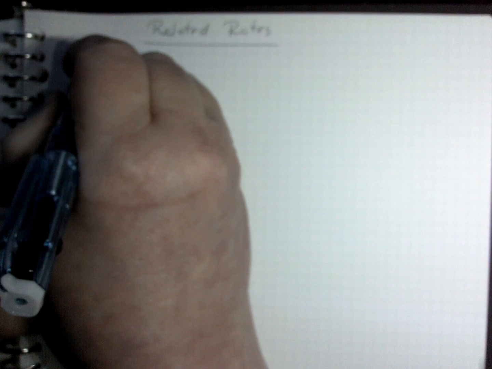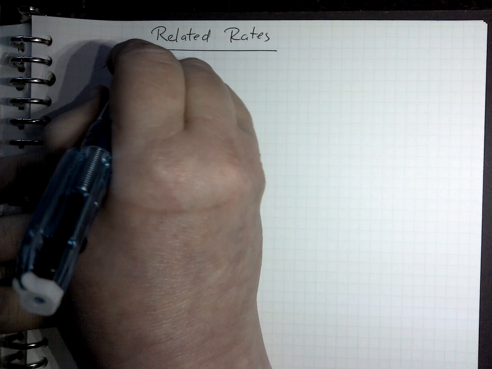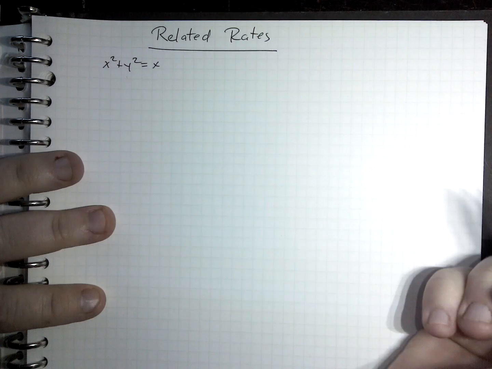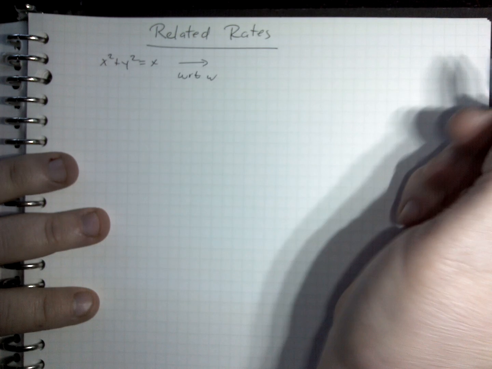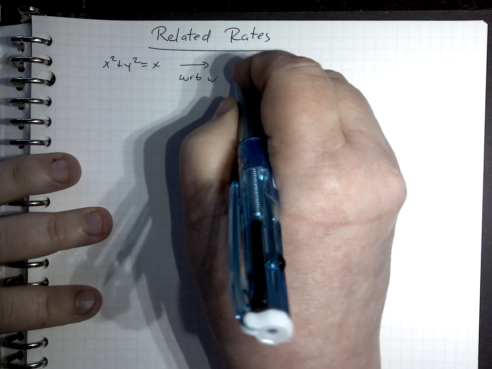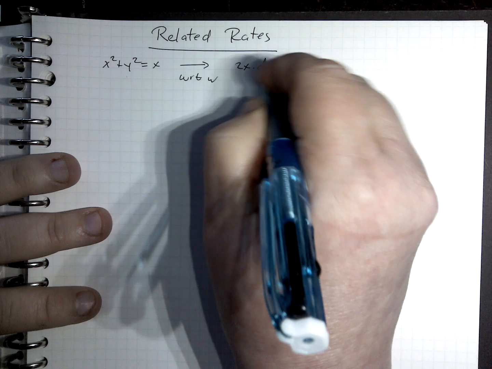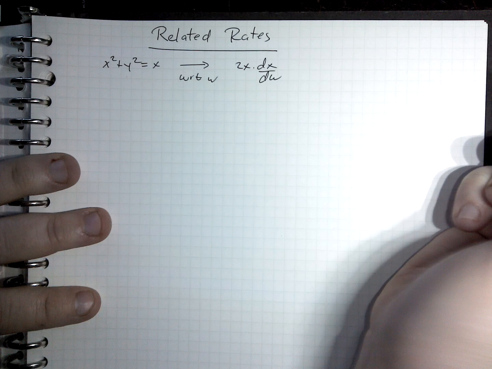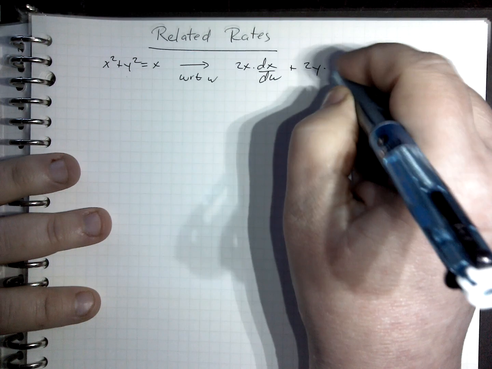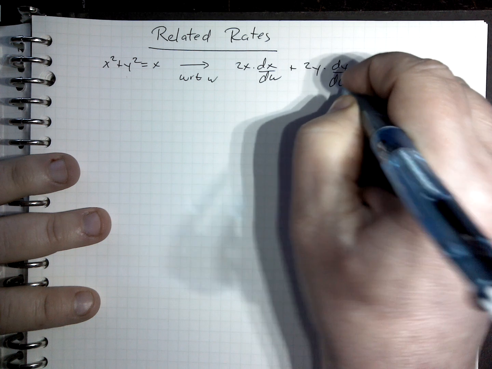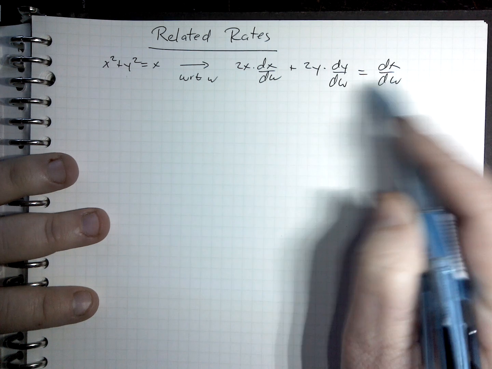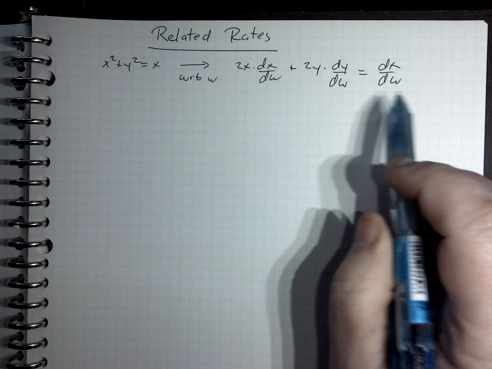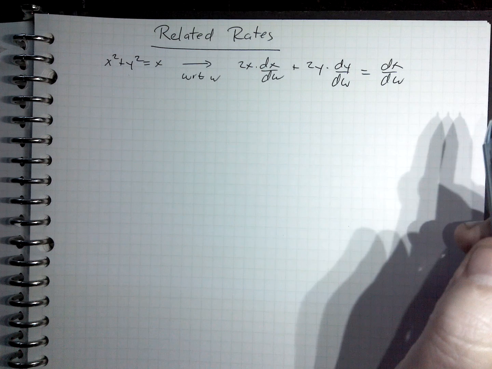So if I had, say, x squared plus y squared equals x, I could take the derivative with respect to w, and I would say, okay, 2x times dx/dw, because I don't know how that changes. 2y times dy/dw equals dx/dw. So I've got all these different rates here based on a different variable. That's what we do with related rates.